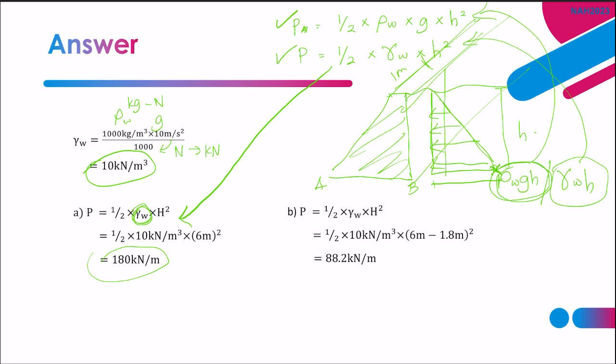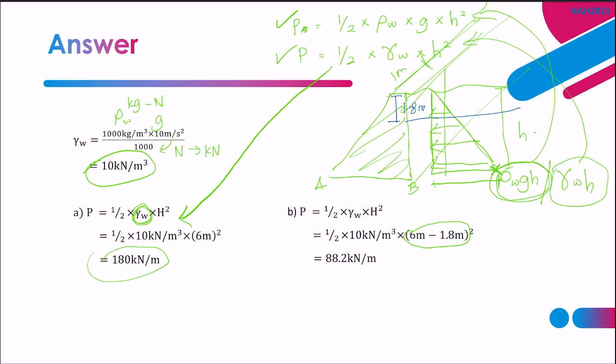We have another question B, right? For B, what is different is only the height of water itself, which says that it is 1.8 meter below the top level of the retaining wall. Meaning 6 meter minus 1.8. Perhaps it reaches up until this level only. So 1.8 meter down from the 6 meter. So that's why it becomes 88.2 kilonewton per meter.